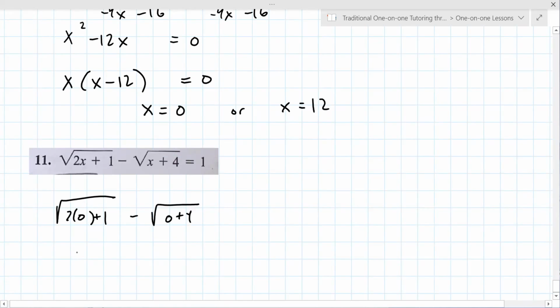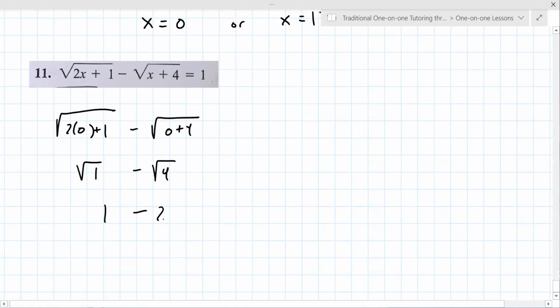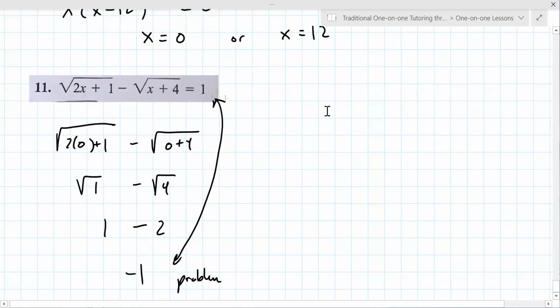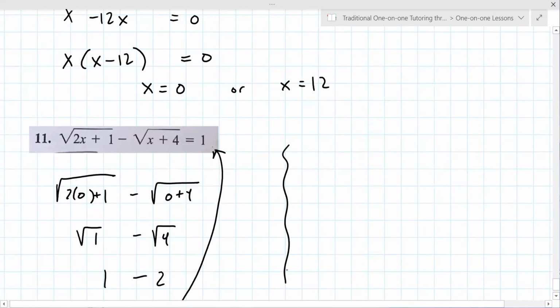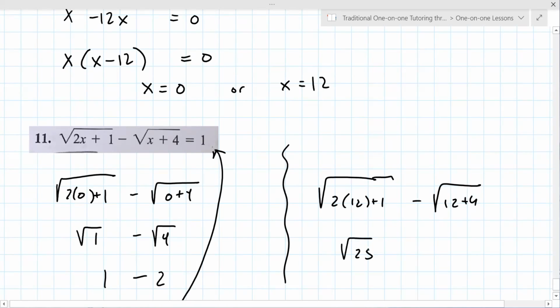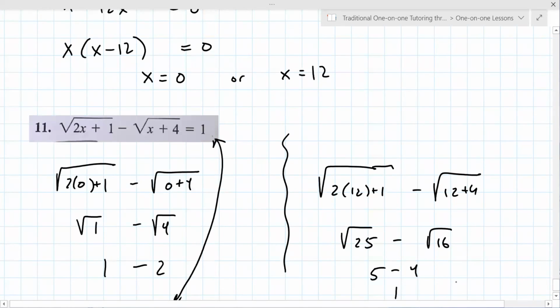Okay, so 2 times 0 plus 1 is the square root of 1 minus square root of 4. So that's 1 minus 2, which is negative 1. That's a problem, because we want 1. But not negative. Yeah. So now let's try 12. I couldn't see the number. So it's square root of 2 times 12 plus 1 minus square root of 12 plus 4. It's the square root of 25 minus the square root of 16, 5 minus 4, and that's 1, and that's good.